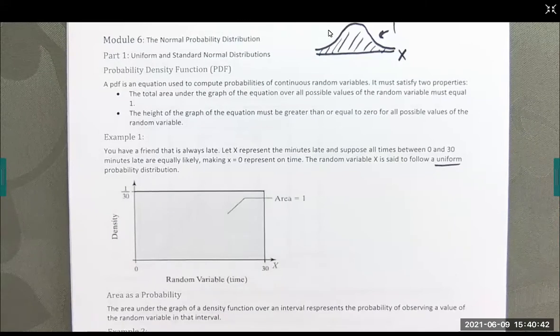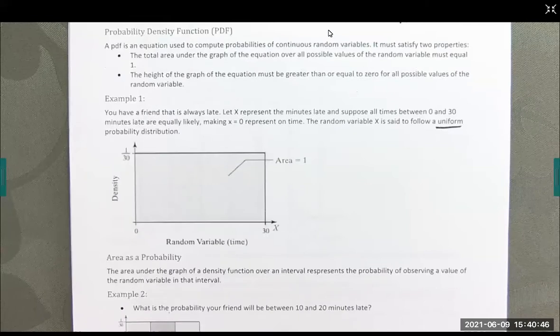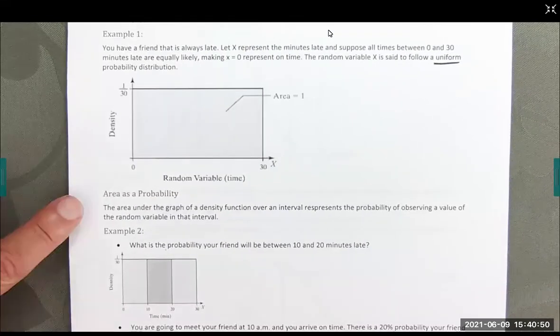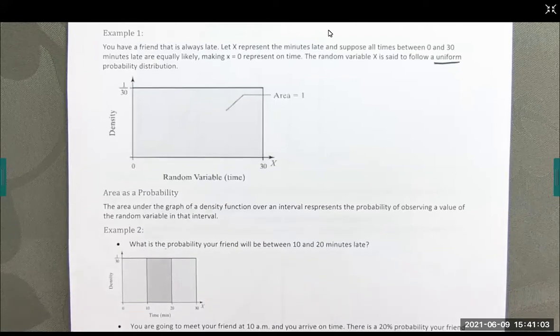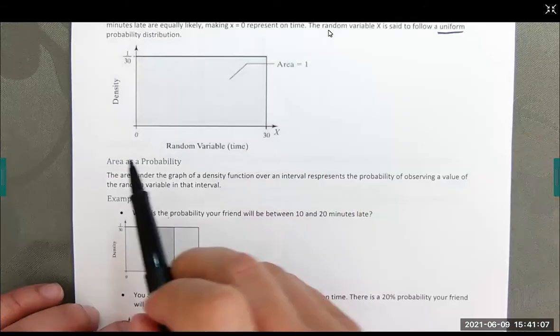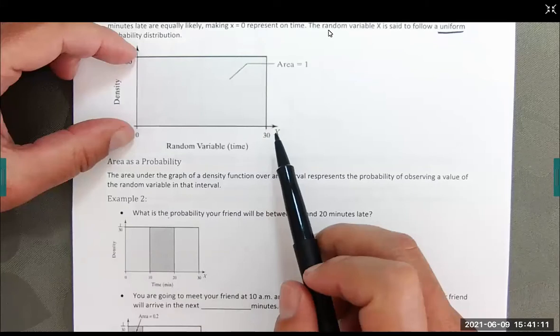And this whole idea of area representing probability is going to be very, very prominent for the rest of the semester. So area is a probability. The area under the graph of a density function over an interval represents the probability of observing a value of the random variable in that interval. So let's do our example here. And by the way, you'll notice here that the area is 1, so 0 to 30 means that the height is 1 over 30. So length times width, 30 times 1 over 30 is exactly 1.